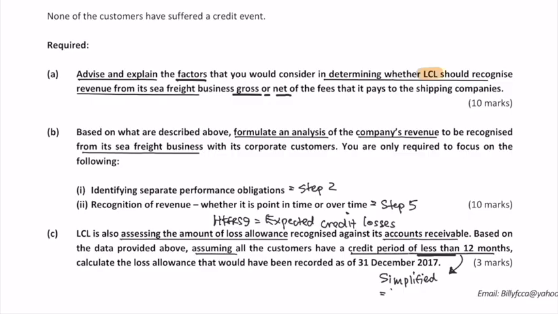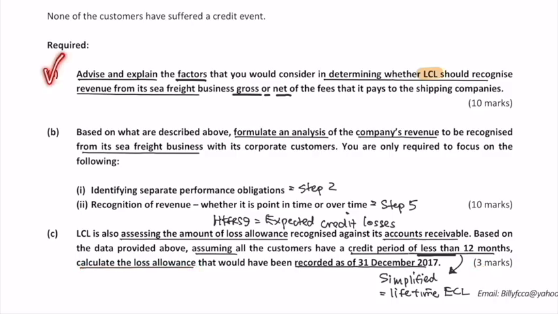In other words, we must use the lifetime expected credit losses amount. We do not need to monitor whether it's high risk or low risk. You are required to calculate the loss allowance that would have been recorded at 31st December 2017. 3 marks. For Part C, you are required to calculate the amount that should be recorded.